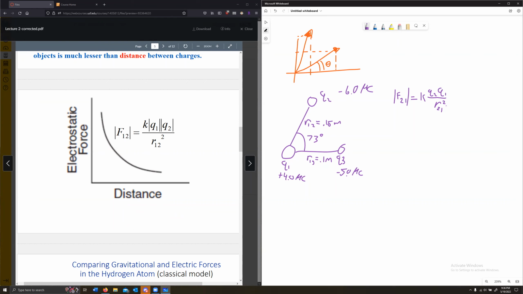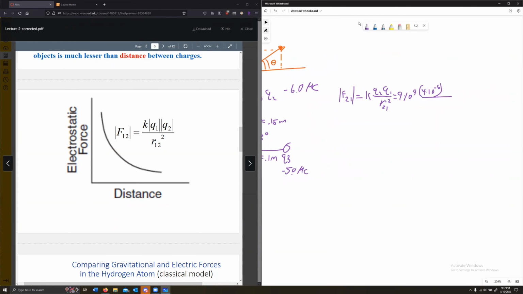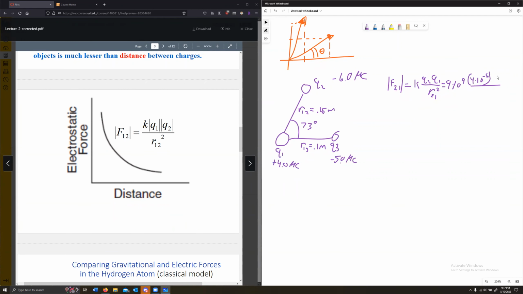This one right here, we'll solve it symbolically afterwards, but this basically becomes 9 times 10 to the 9th, times, and then we're going to multiply by the fraction. It's going to be 4 times 10 to the negative 6. You might say, where did that come from? Let's keep in mind that we're dealing with microcoulombs. So that's why it's 10 to the negative 6. This is 4 microcoulombs, you're moving that decimal.